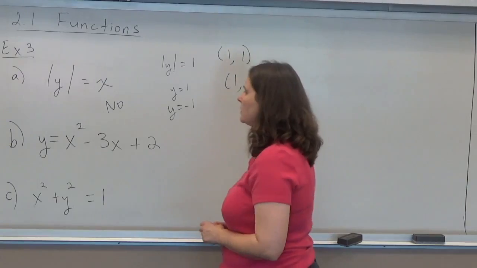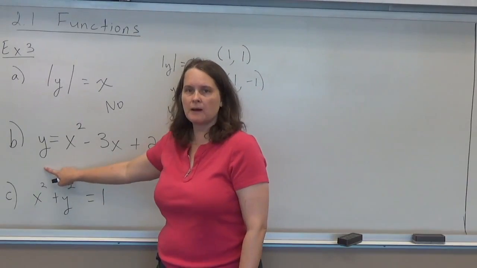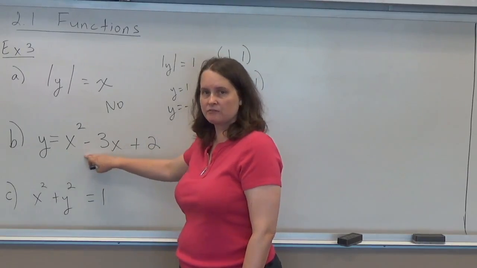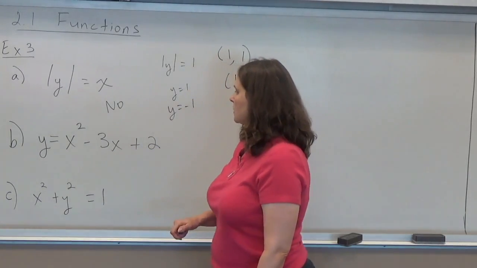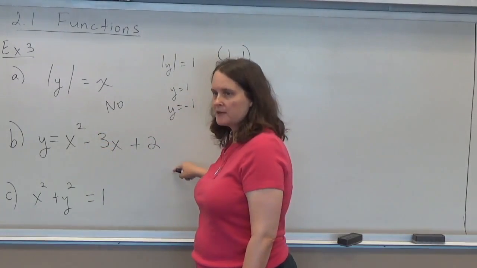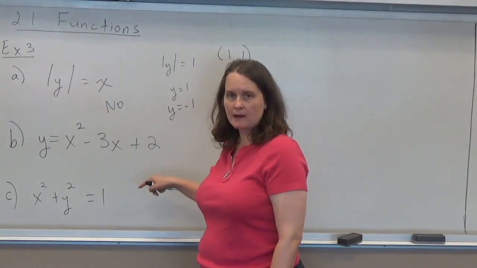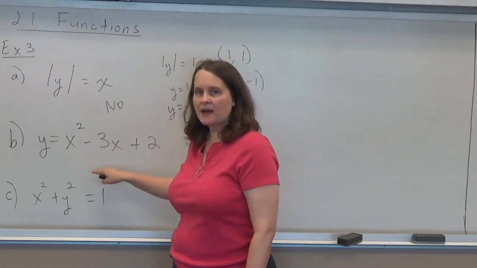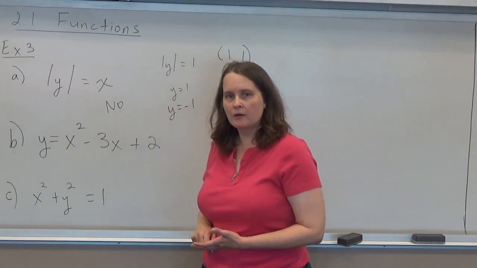In part B, you'll notice that the y is sitting over here all by itself, and this basically over here is defining our y value. So in this one, you're putting numbers in for x, you're doing some operations to it, and then you're getting an answer back for y. Is there any way that you could put a value in here for x that would give you more than one y value?